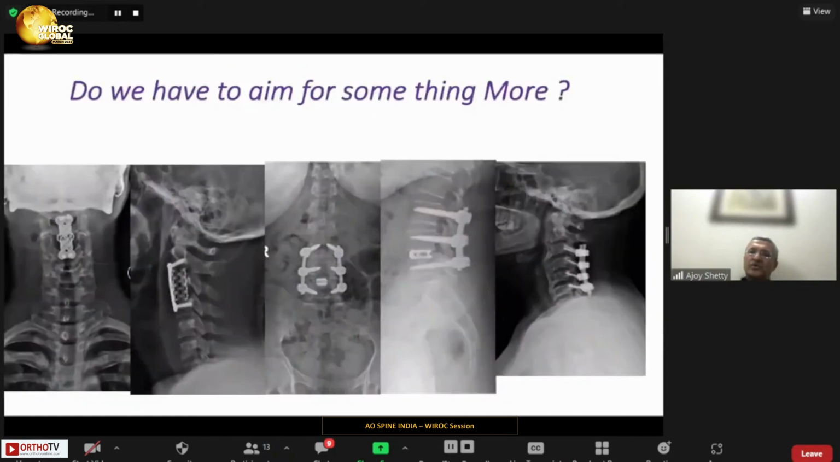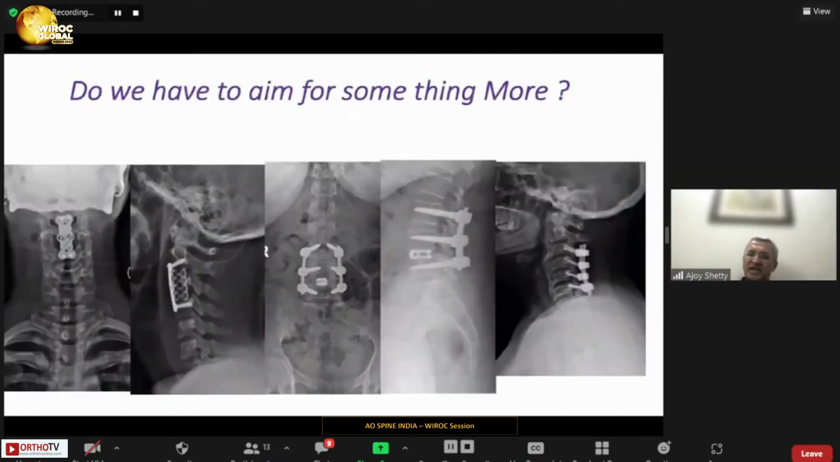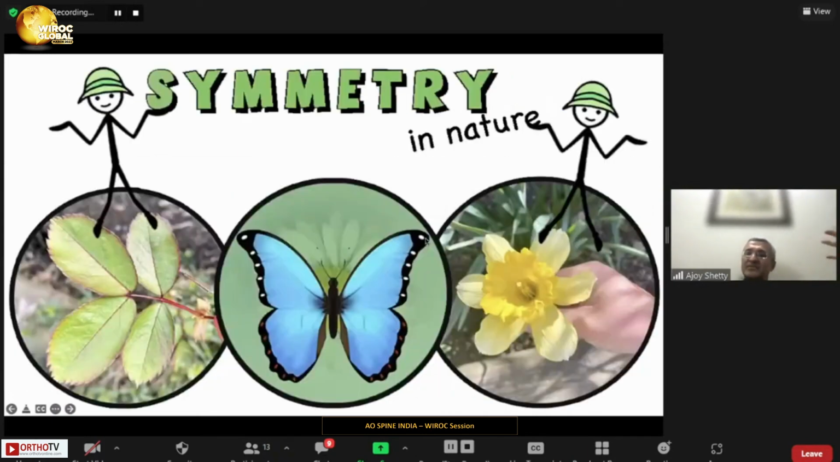If you look at this radiograph, when compared to the radiograph earlier, this one definitely looks good because it is centered exactly in the midline. The screws are perpendicular to the end plate. The screws are symmetric. The screws are parallel to each other. Therefore, it looks aesthetically very good.